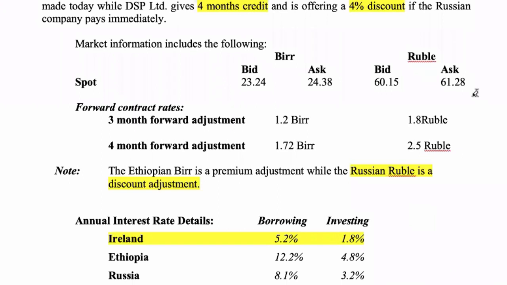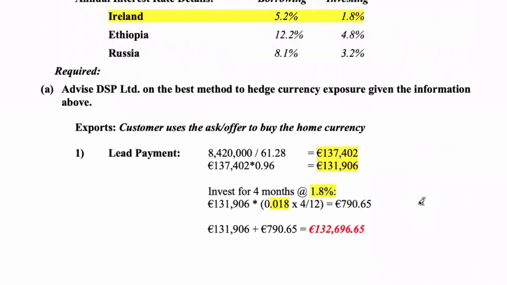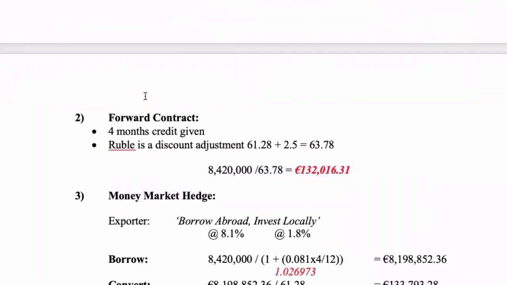So we were dealing with the ask all along, okay? And we're going to add the 2.5 onto this 61.28. So we should see that as one of our first calculations for the forward contract. So 4 months credit is given, fine. There it is, look at 61.28 plus your 2.5 will give us the forward contract that we're going to lock in today at 63.78.